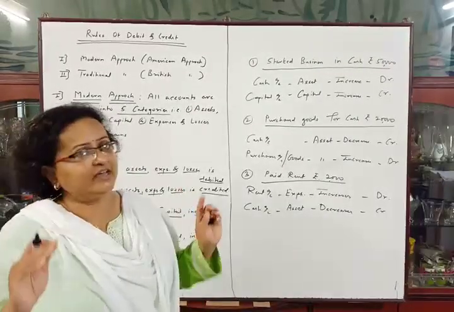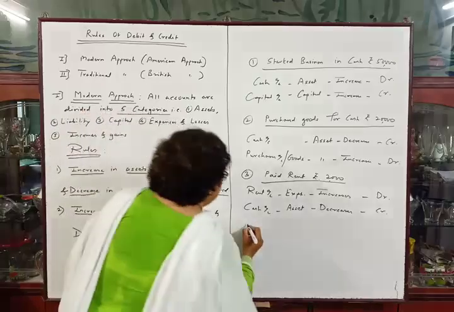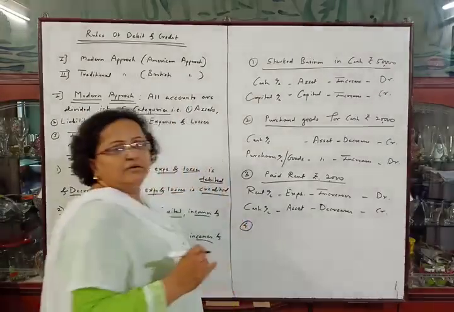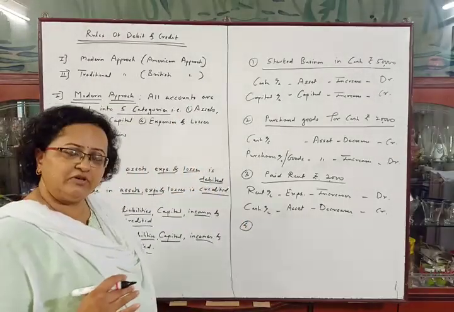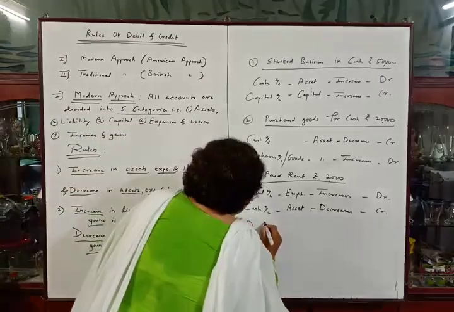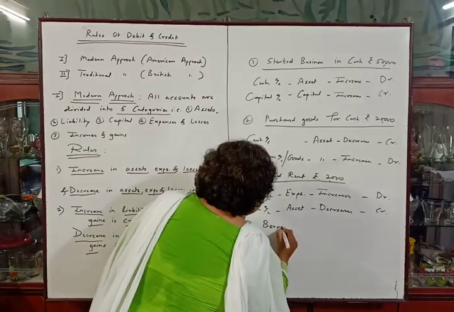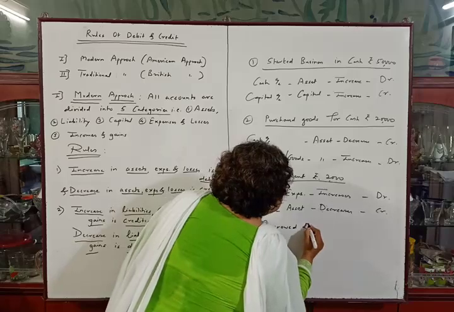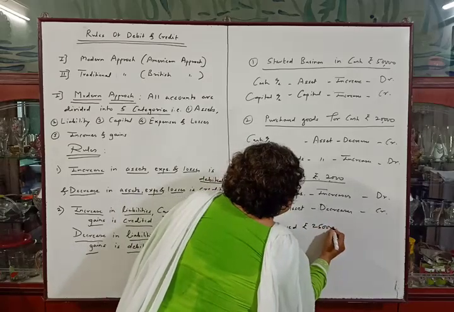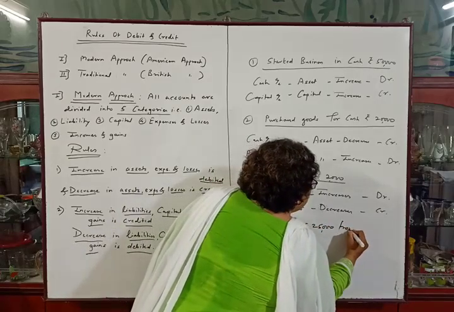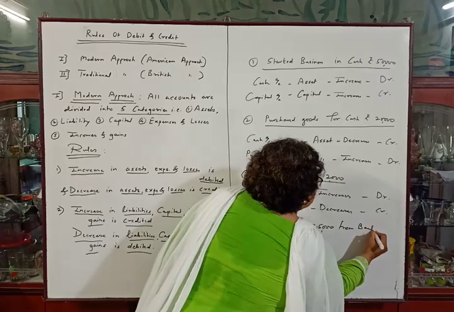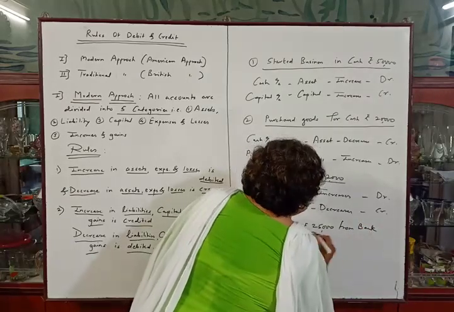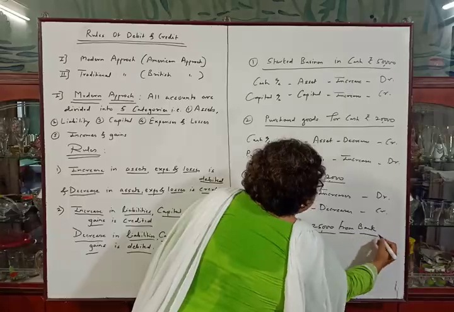Now we will take one more example. Some different example we will take. See, borrowed rupees 25,000 from bank. Borrowed rupees 25,000 from bank.